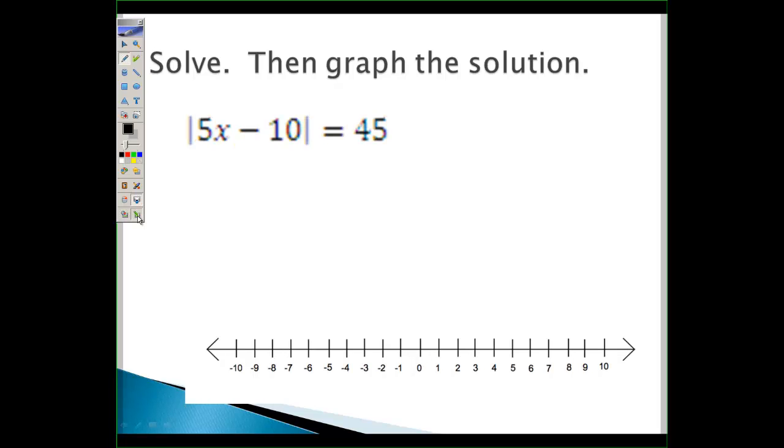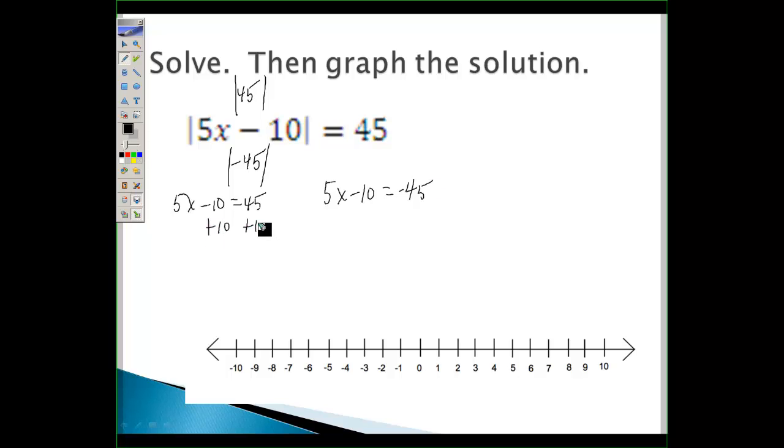Okay, now that we kind of got the idea of what's going on, let's go ahead and make our two equations. We know that whatever's in here has to be equal to 45, or it could equal -45, because the absolute value of 45 is 45, and the absolute value of -45 is 45. So let's go through it a little quicker this time. My first equation could be 5x minus 10 equals 45. My second equation will be 5x minus 10 equals -45.